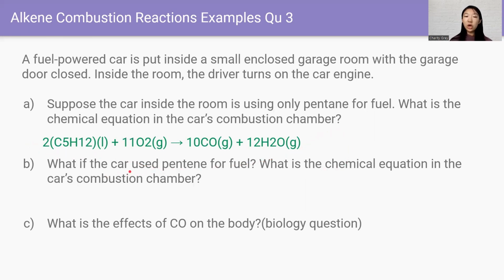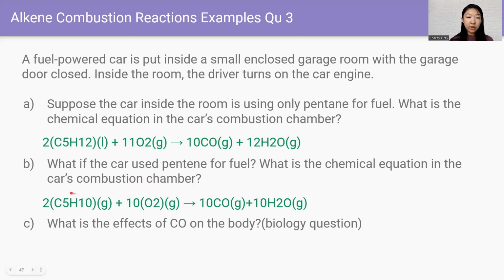Next, we're asking, what if the car used pentene for fuel? What is the chemical equation in the car's combustion chamber? Again, we should write out the formula for pentene. The formula for any alkene with the double bond is CnH2n. So that becomes C5, and H2 times 5 is 10. Then we write out the O2, the CO, and the H2O, and then we calculate the coefficients, 10, 10, 10, 2, and then we balance the equation, and we are complete.